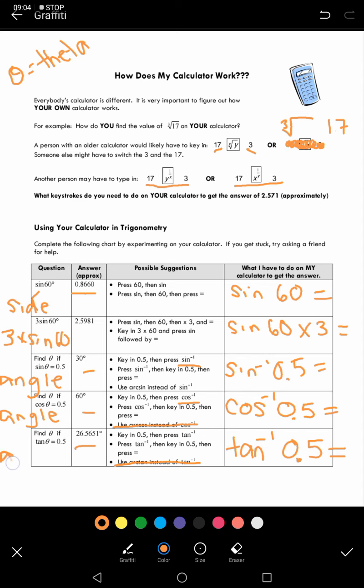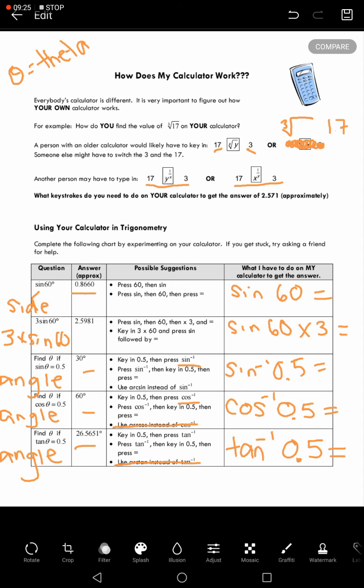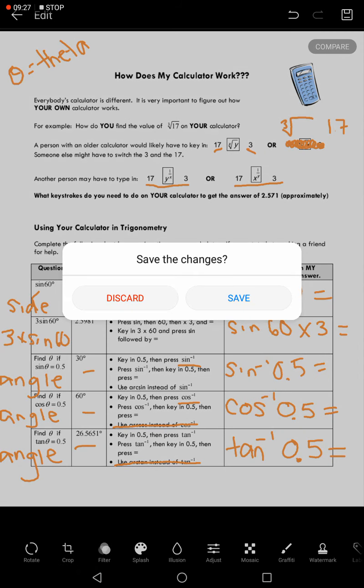Okay, so again, if we're asked to find theta, we're looking for that angle measurement. Hopefully that helps you a bit with your understanding of how your calculator works, because that's going to be obviously very important. So I'm just going to pull up the second part of the note here.